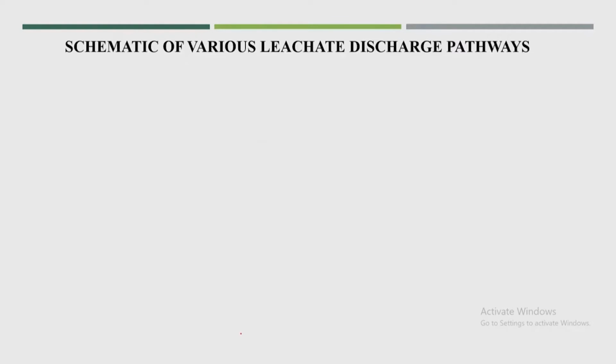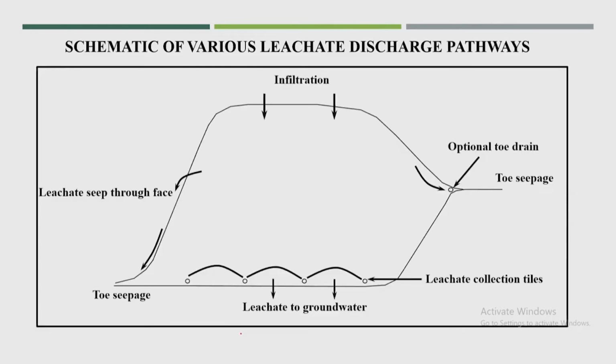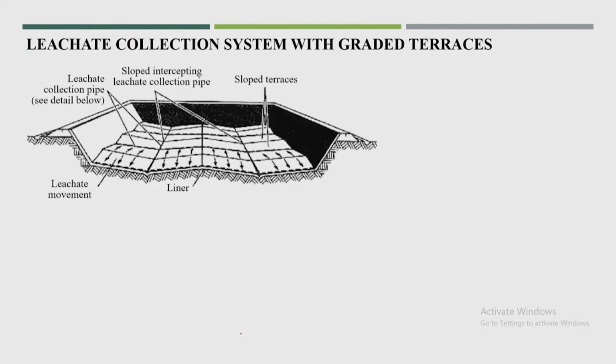So, this is one schematic of various leachate discharge pathways. So, this is one way the discharge is finally coming out of the leachate, and even toe seepage is also possible. So, this is how the collection pipes will look. Now, once these pipes are put in the landfill area along with the liner, the waste is disposed of on top of this liner and leachate collection pipes.